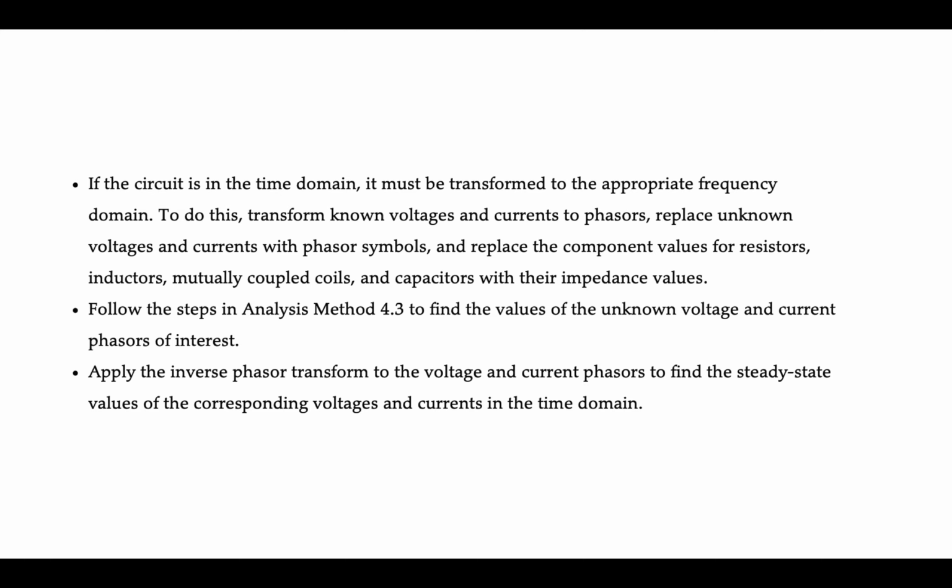We'll then follow along in the steps of the basic analysis method that we learned in just typical mesh current and node voltage methodology to find the unknown current and voltage phasors of interest. And then once you solve for the answer in the phasor domain, you then transform it back to the time domain to find the steady state or time domain currents and voltages that were requested.